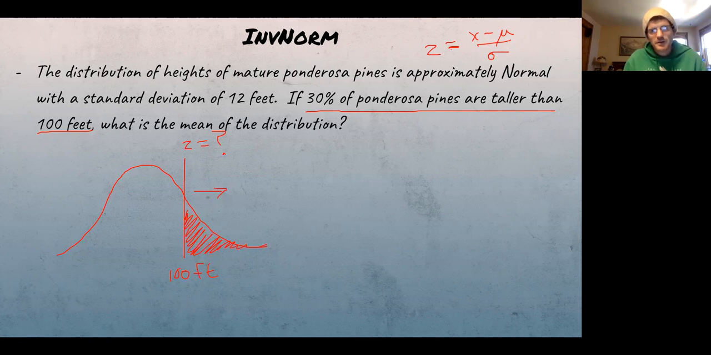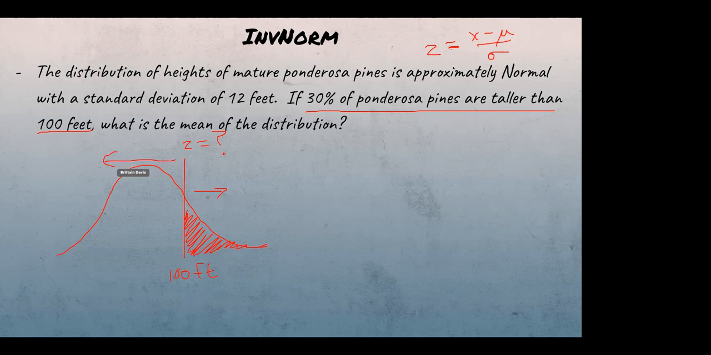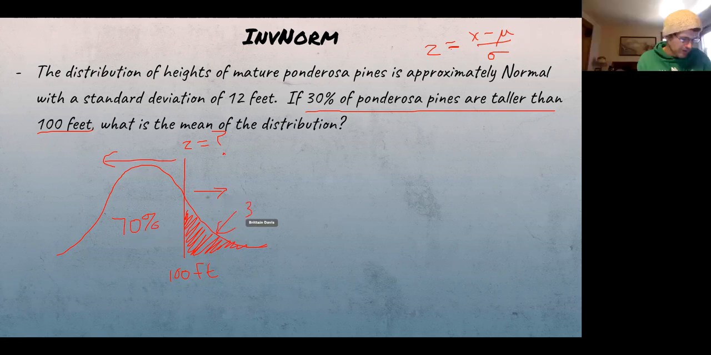So the problem here is that our calculators can only do left tails. So what would my left tail percentage be? 70%. There you go. So I'll just make sure that's very clear. 30% to the right, that means 70%, we're in the 70th percentile at 100 feet. Okay, now I'll just kind of walk through this and then I'll explain what you can do on your calculators with the right tail, which you could probably figure out.